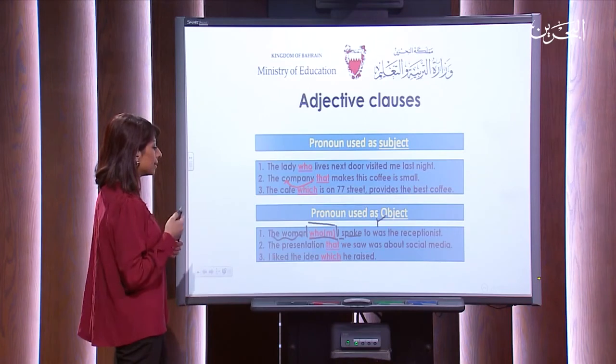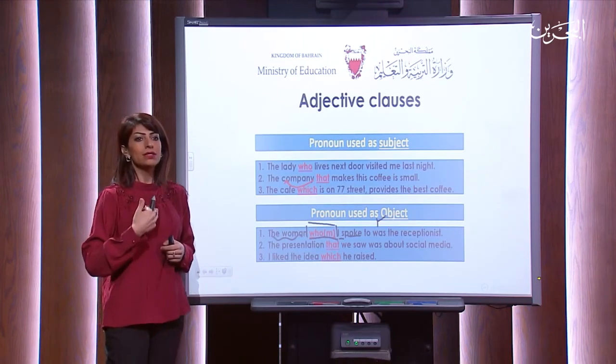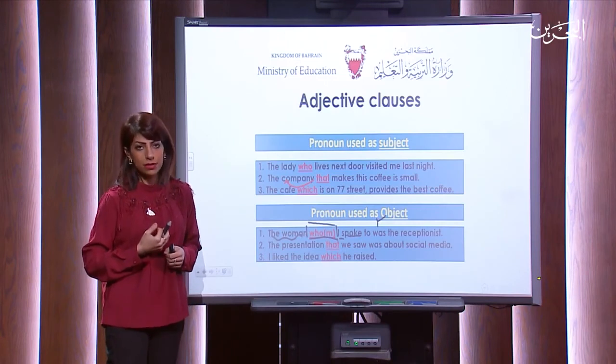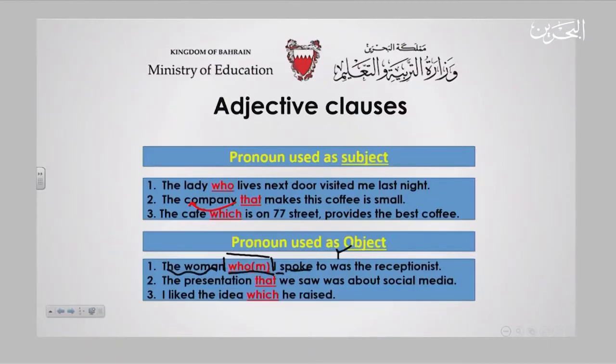Let's go to the second example. The presentation that we saw was about social media. Let's see. Who is the subject here? We. Where is the verb? Saw. Where is the object? We saw what? The presentation. So here, that is referring to the presentation, which is the object.